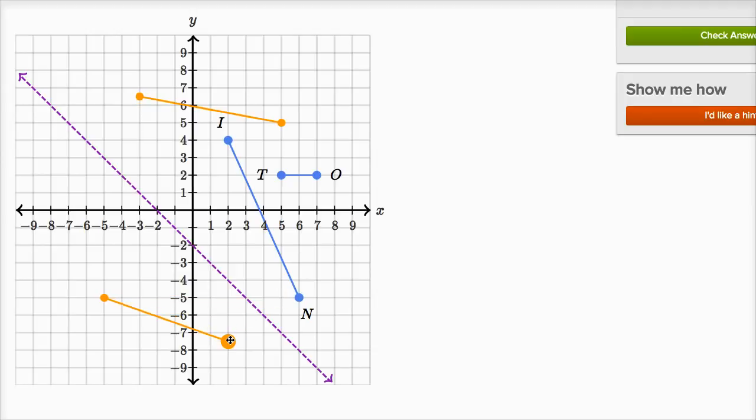And I could try to eyeball it, maybe it's something like this. I don't know, this doesn't seem exactly right. That looks close to the reflection of IN. And for TO, I'd want to move this down here. TO looks like it would be, I don't know, I'm eyeballing it. This is close, but I can't be close. I want to get exact.